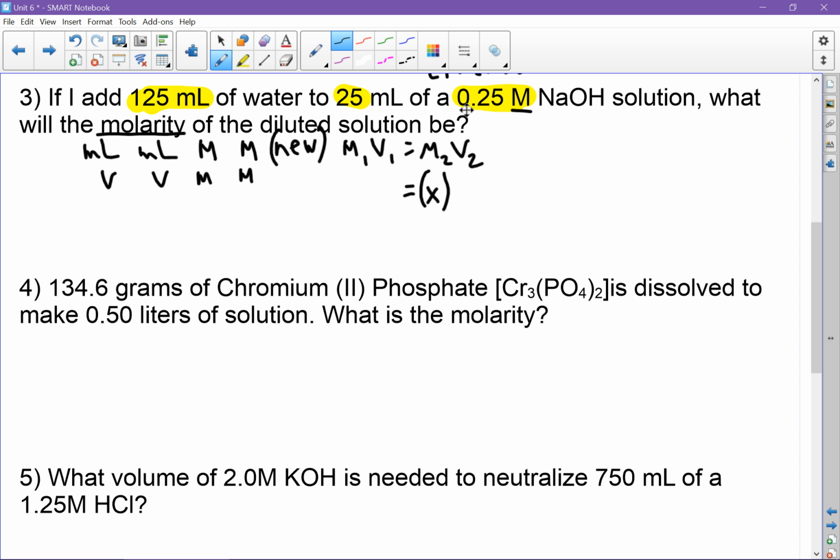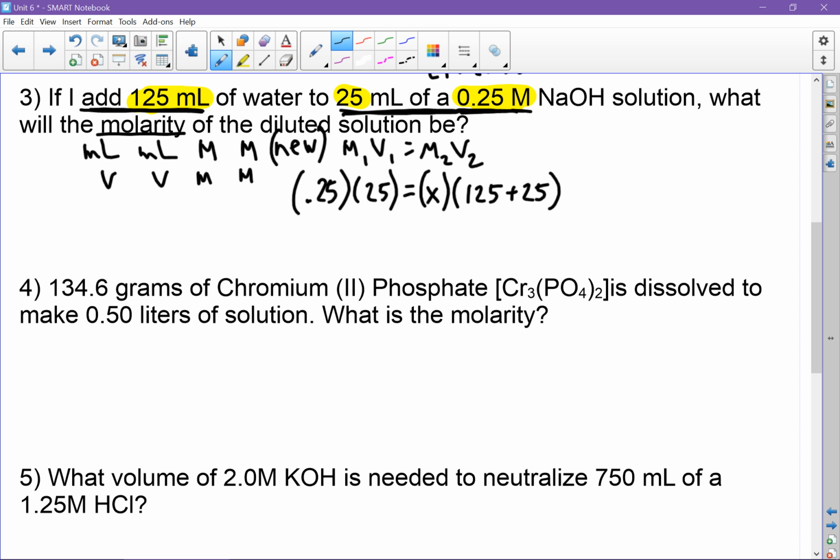Okay. The starting molarity that I had was this 0.25, and the amount of that I had was 25 milliliters. So see how they're together in the question? Then you'll put them together into the formula. For V2, you're not going to use 125. It says you add 125 milliliters. I already had 25, so you have to do that addition to come up with V2.